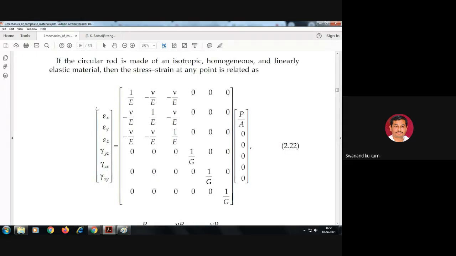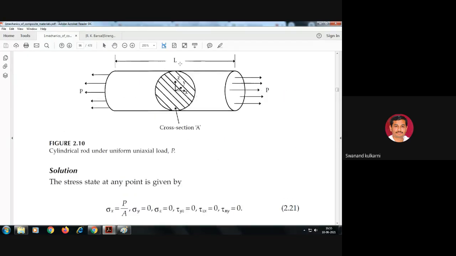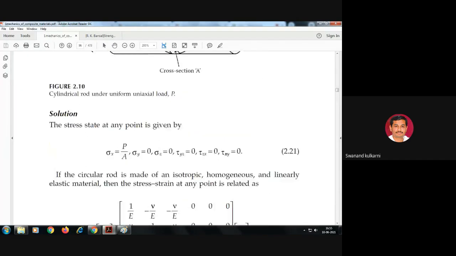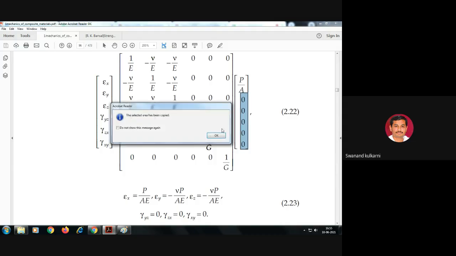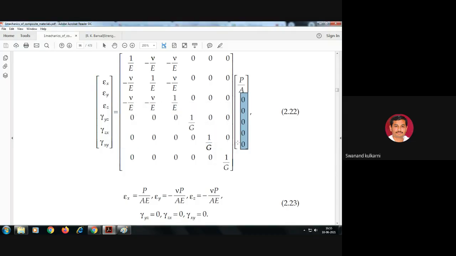As far as this particular equation is concerned, which we have already used to describe the relationship between stress and strain in matrix form, the strains are a vertical column here. The stress is P upon A, because P is the load applied and A is the cross sectional area. That's why sigma x is like that. For the y and z directions, there are no forces applied, and shear strains are also zero. That's why this remaining total column shown here will be zero.